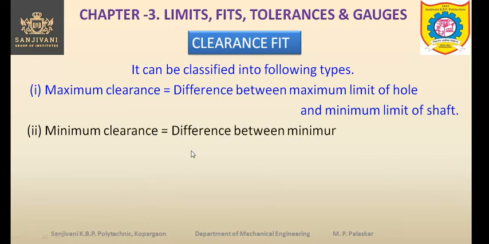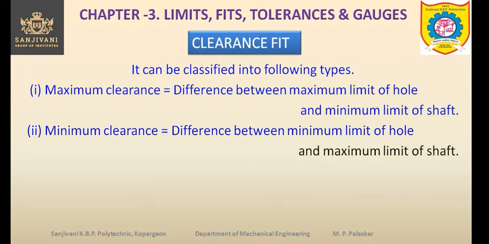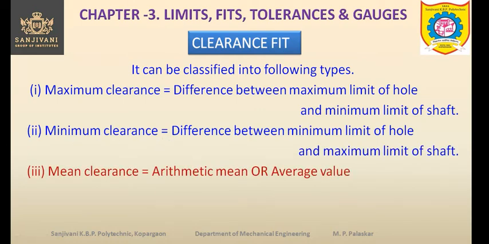Now minimum clearance. Minimum clearance is the difference between the minimum limit of the hole and the maximum limit of the shaft. So when the shaft size is maximum and the hole size is minimum, then the clearance will be minimum. Of course clearance will be there because the type of fit selected is clearance fit, but the clearance will be minimum.